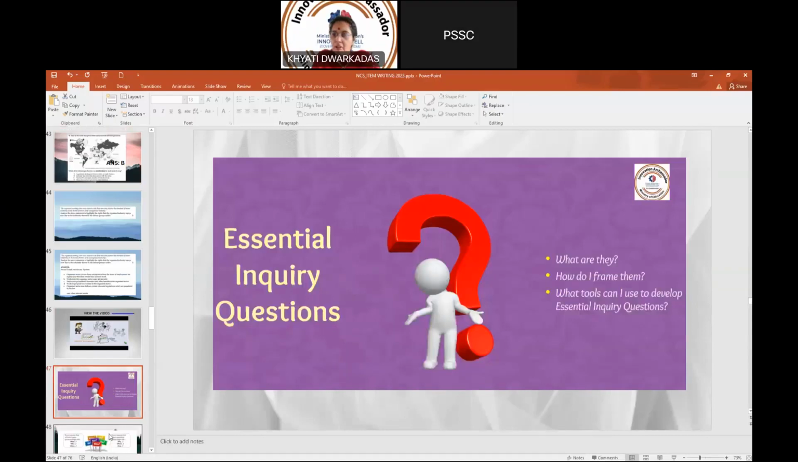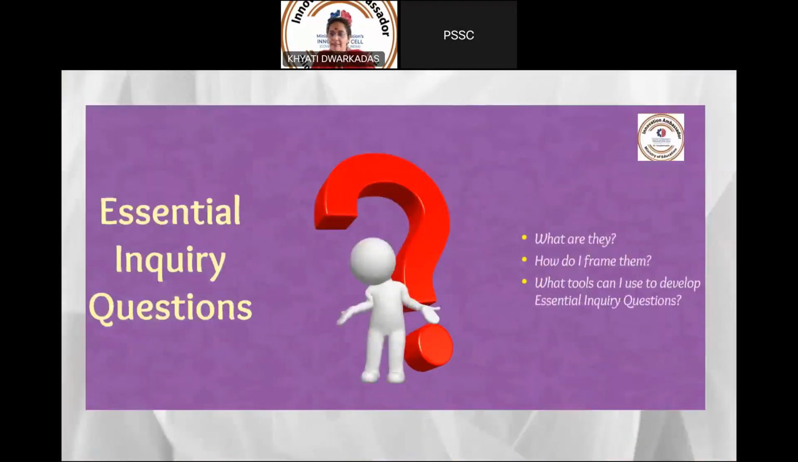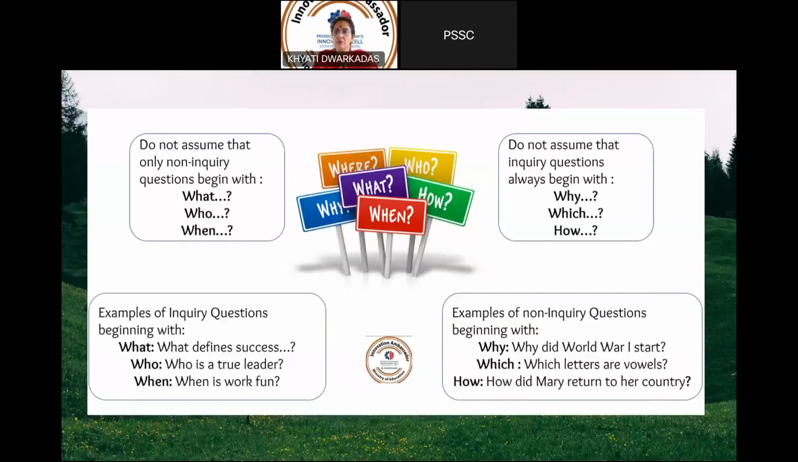Now we'll come to the second segment of this presentation, which is about asking essential inquiry-based questions. What are they? How do we frame them? What tools can be used? So look at the essential inquiry-based questions.